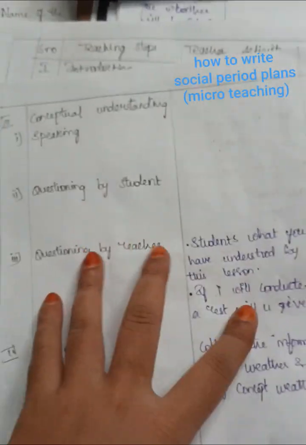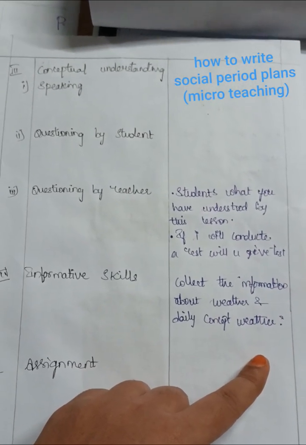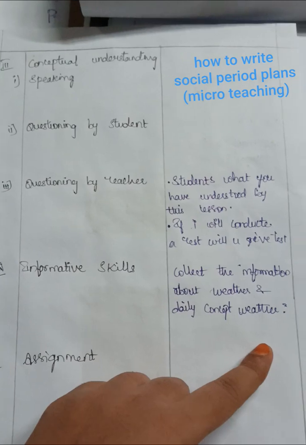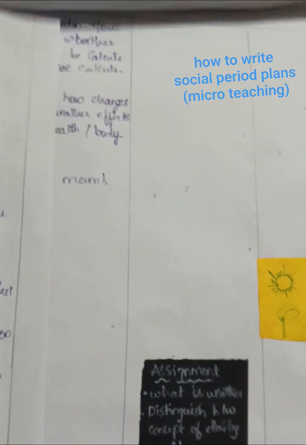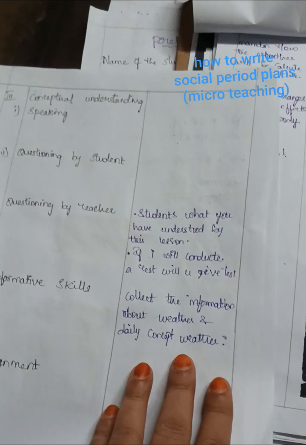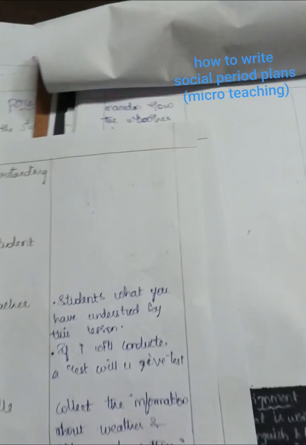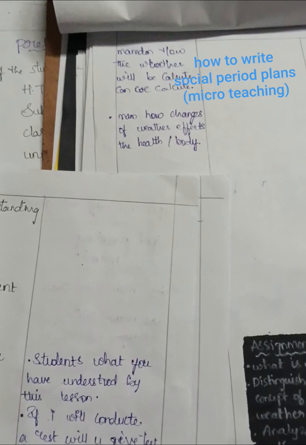Next one is conceptual understanding. In conceptual understanding, the steps will be the same. Speaking: first speaking, questioning by student, questioning by teacher. In speaking, after completing the lesson, whatever students speak, you have to write in the pupil activity. You have to write students speaking about this. Among them they'll speak. Next one is questioning by students. Even this you should write in the pupil activity.